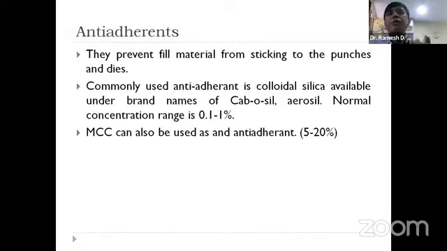The mechanism over here is something different. The MCC is a good adsorbent, and that is why it can absorb the liquids which are present in the tablet. If we are incorporating any liquid in a tablet, then there are chances of picking and sticking. To avoid that, we use MCC as an adsorbent, and that will also facilitate the anti-adherent activity, that is, prevent the sticking.